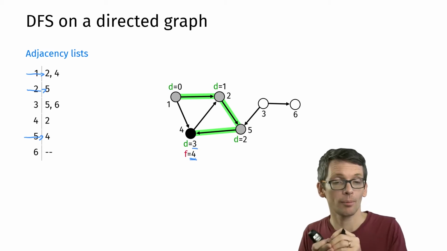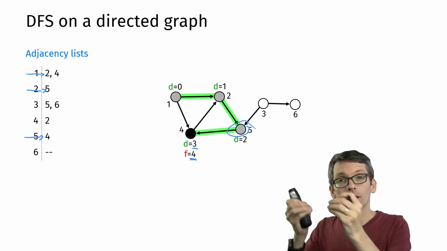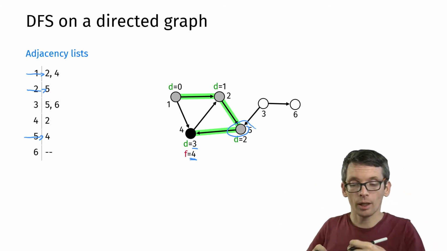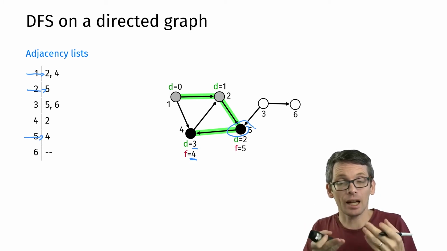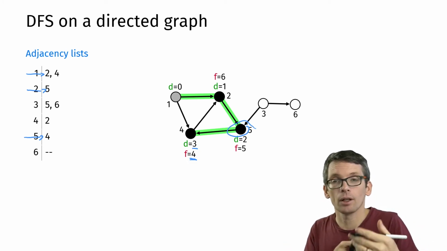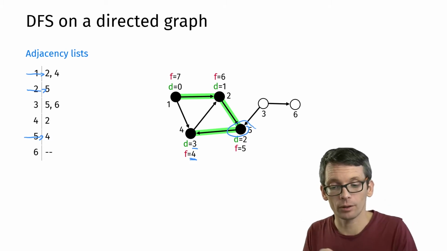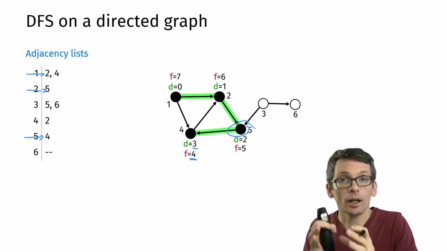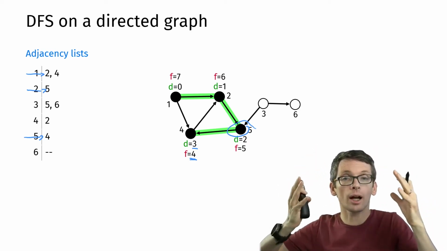We color it black. So when we were at 5, we recursively called depth-first search visit on 4. Now we're coming back from that recursive call. There's nothing else to be done for 5. So it gets as finishing time the next timestamp, which is 5. We go back to 2. Also for 2, there's nothing left. So finishing time of 6. For 1, nothing left, finishing time of 7. So now we have time 0, 1, 2, 3, 4, 5, 6, 7. We're coming back from the depth-first search visit on 1. So now we're back to the global algorithm.